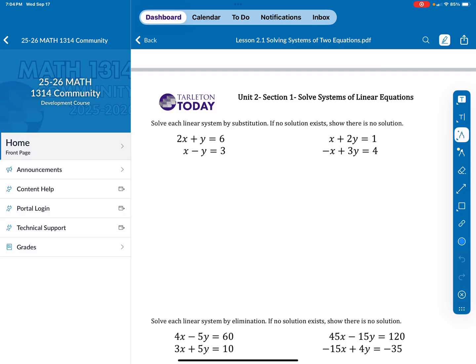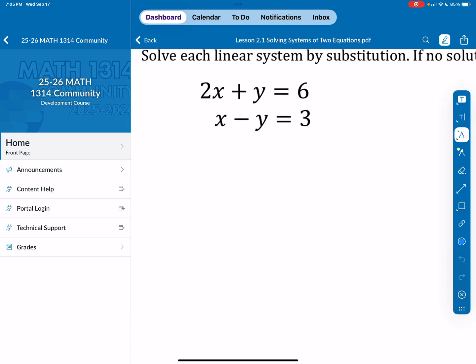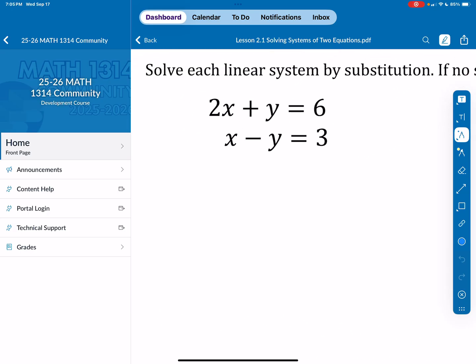So on this one, we are going to be solving systems of equations by substitution. Real quick on my screen, I'm going to put my phone in Do Not Disturb, or my iPad. Sorry about that. But so we're going to be solving systems by substitution. Substitution sounds exactly like what it sounds like. You're going to substitute something in.